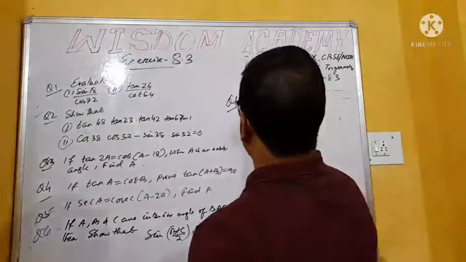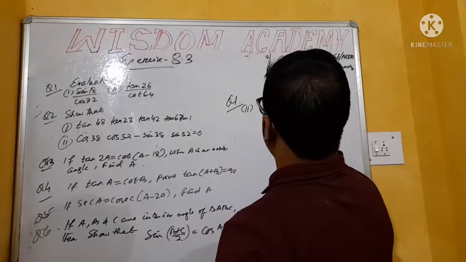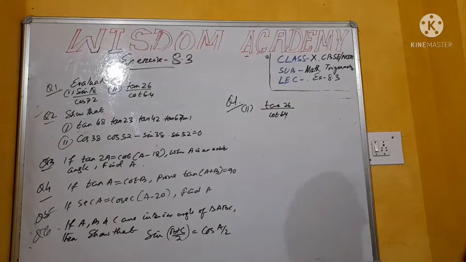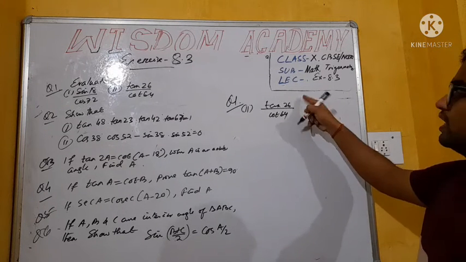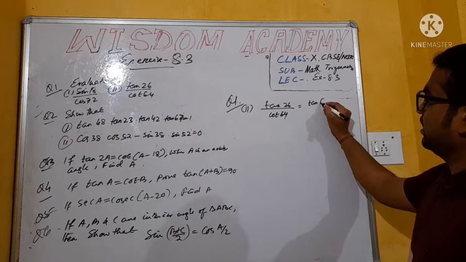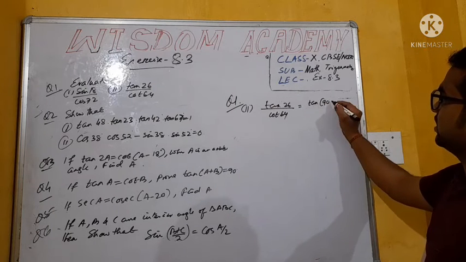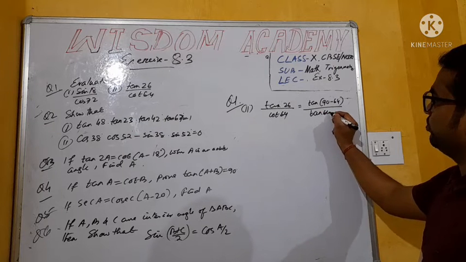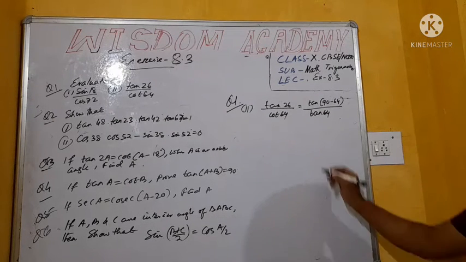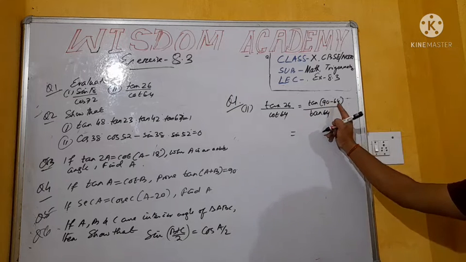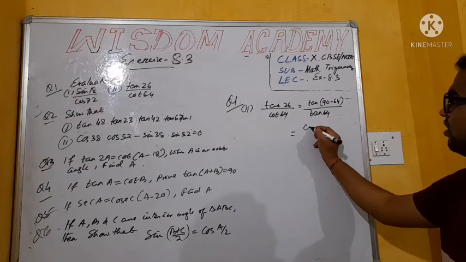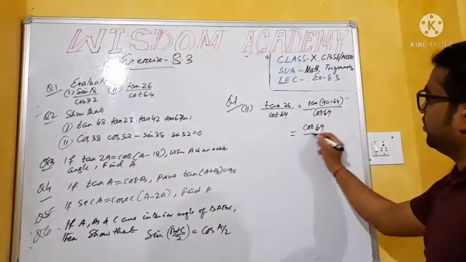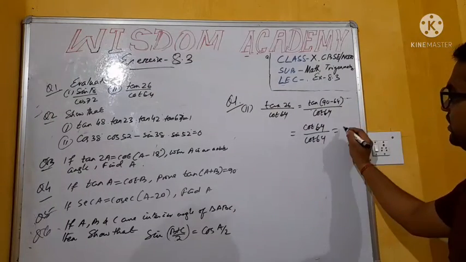Second part of question number 1: tan 26 upon cot 64. Also we can convert tan to cot or cot to tan. We can write tan 26 as tan of 90 minus 64, upon tan 64. The denominator is the same, tan 64. Now students, tan 90 minus theta is cot theta. That is cot 64 upon cot 64, that is 1.